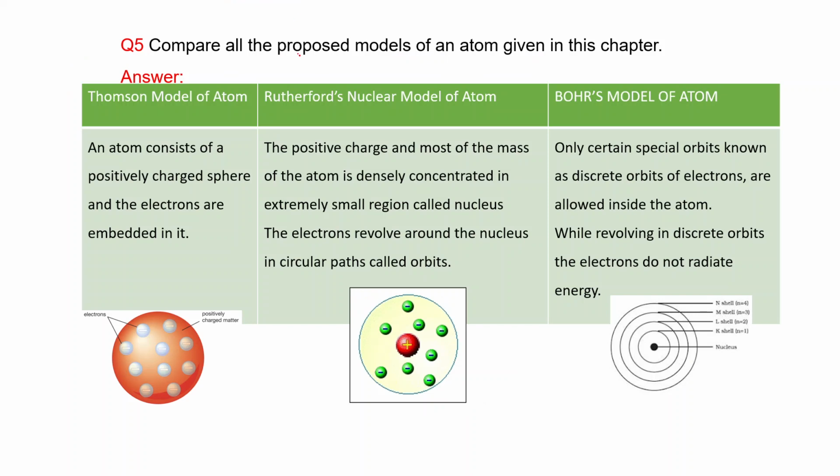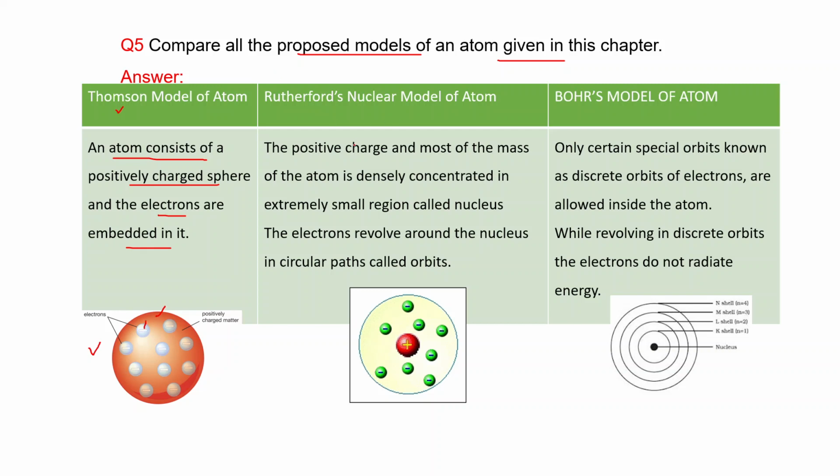Compare all the proposed models of an atom given in this chapter. In this chapter, we have discussed the Thomson model, Rutherford model, and Bohr's model. Now just compare them. According to the Thomson model, an atom consists of a positively charged sphere and the electrons are embedded in it. And this can be represented like this. Okay, this is a positive sphere and these electrons are embedded in it.